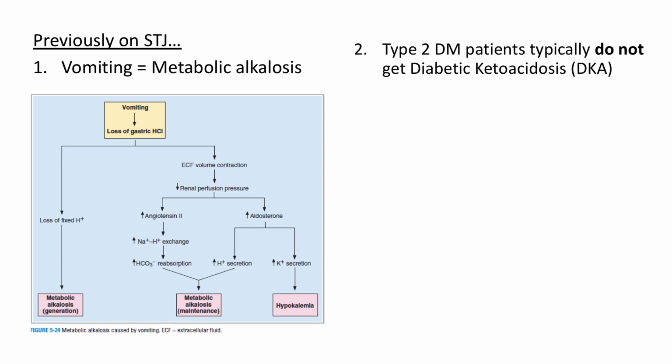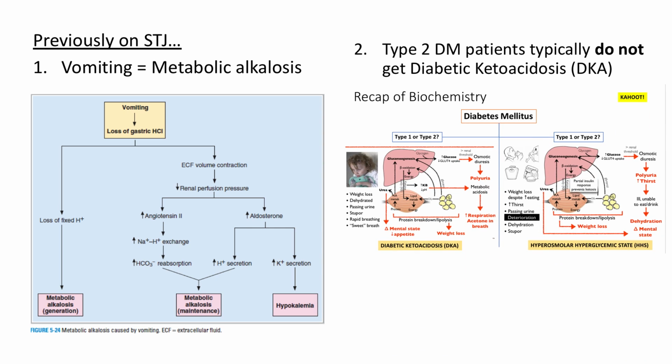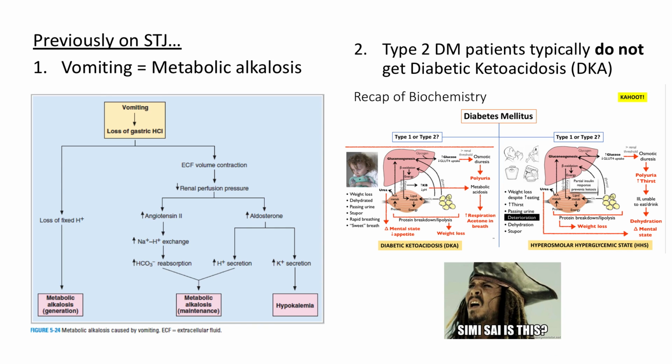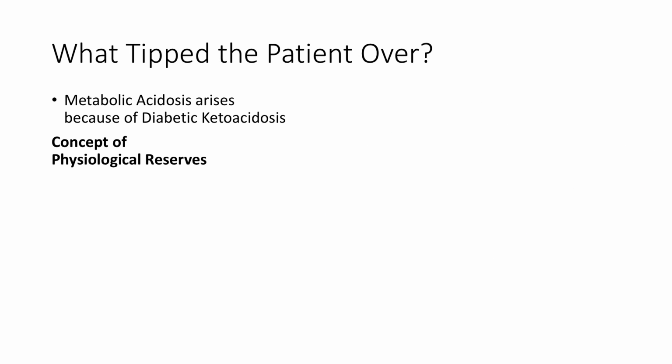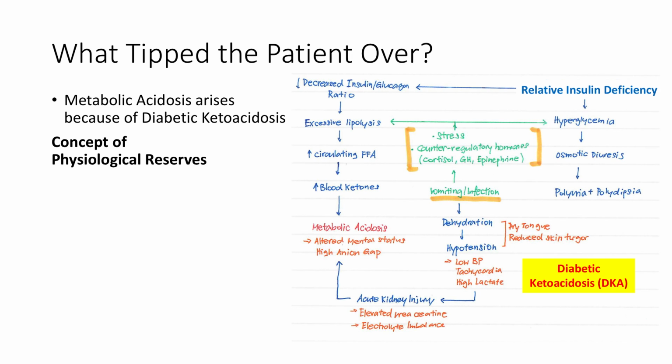Okay. Second weird point is that we also learned that type 2 DM patients usually do not get DKA, correct? But this is a type 2 DM patient with diabetic ketoacidosis, and that diabetic ketoacidosis was superseding whatever alkalotic effect that vomiting would have had, right? So this seems to be some contradiction here. So I will attempt to explain this contradiction now. Okay, so the question now is what tipped the patient over? So I want to bring in this concept of physiological reserves.